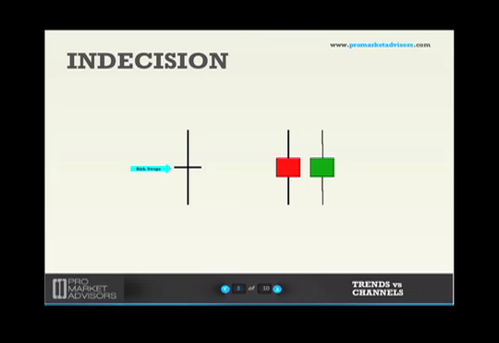Now, Shawn used the term spinning top a moment ago. That's what these two are. A spinning top has a top shadow and a bottom shadow that's about equal. They should be relatively equal. It's not that important what the length of them is.